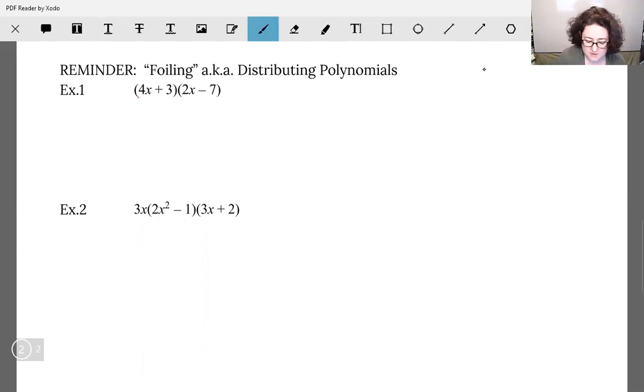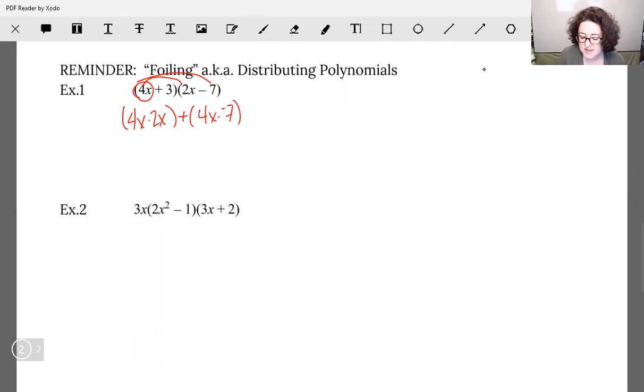So let's start with this 4x. I need to multiply him by both the 2x and the negative 7. So I'm just distributing him. I'm going to write out multiple steps on here. So I would do 4x times 2x, and then I'm going to do 4x times a negative 7.